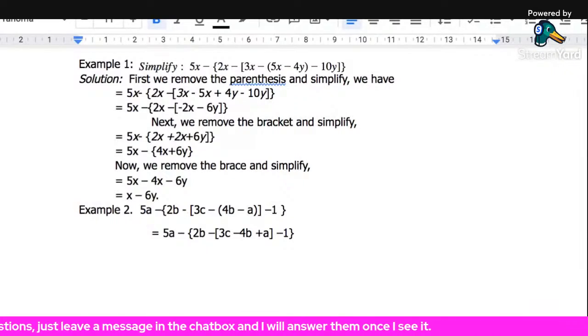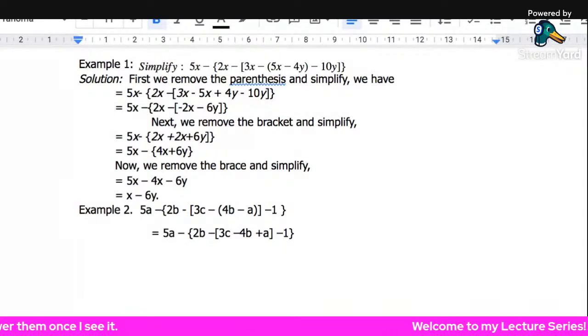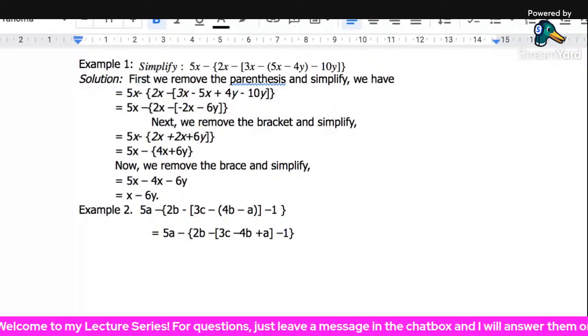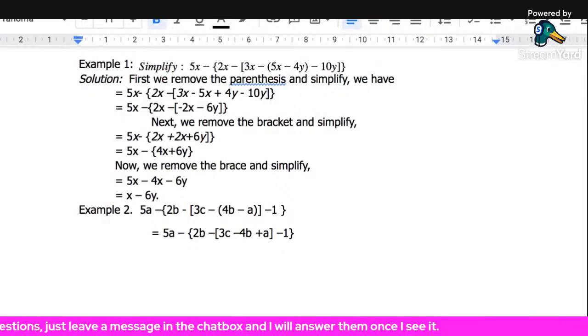So this will become negative 5x. So this is what will happen if you multiply a negative with positive 5x. The negative times negative 4y, so you will have plus 4y. So we were able to remove now the parentheses. And then the next grouping symbol would be this.